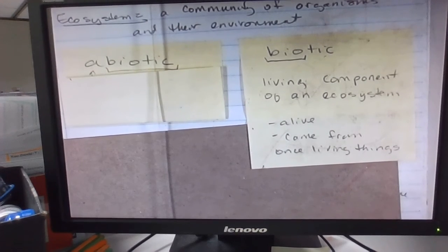So biotic is the living component of an ecosystem. It could be things that are alive or things that came from once living things.